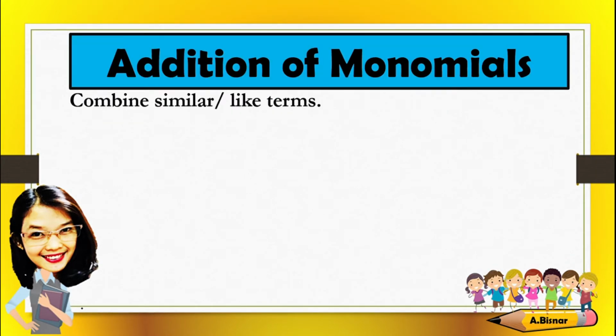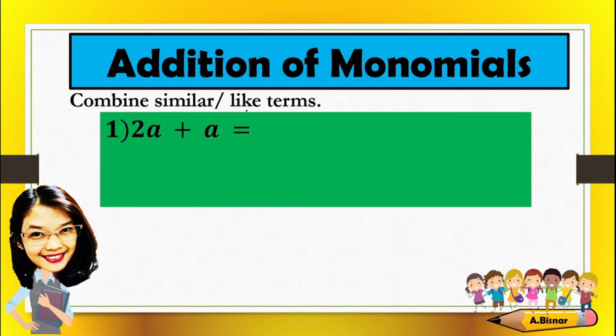Now, let's use that idea in addition of monomials. From the given direction, combine similar terms or like terms. For number 1, 2a plus a. It is similar to having 2 apples plus another apple, which means you will have 3a. Now, how does it happen that it is equal to 3a? So let us have this as our solution.